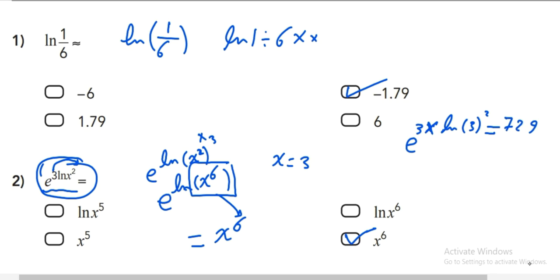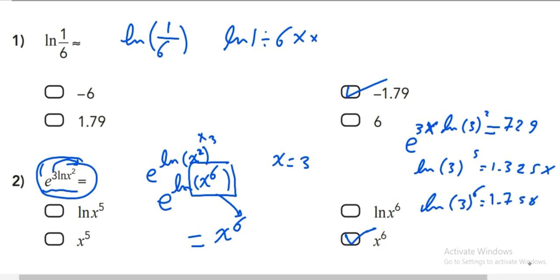729. We will put the same value in each choice, and the choice which will give the same value is the correct answer. If you put 3 in the first choice, like this, you will get 1.325. This is not the answer, because it's not equal to 729. In the second choice, ln x to the power of 6, so it will be 3 to the power of 6 equal, on the calculator it will be 1.758. It will be wrong because it's not equal to 729.